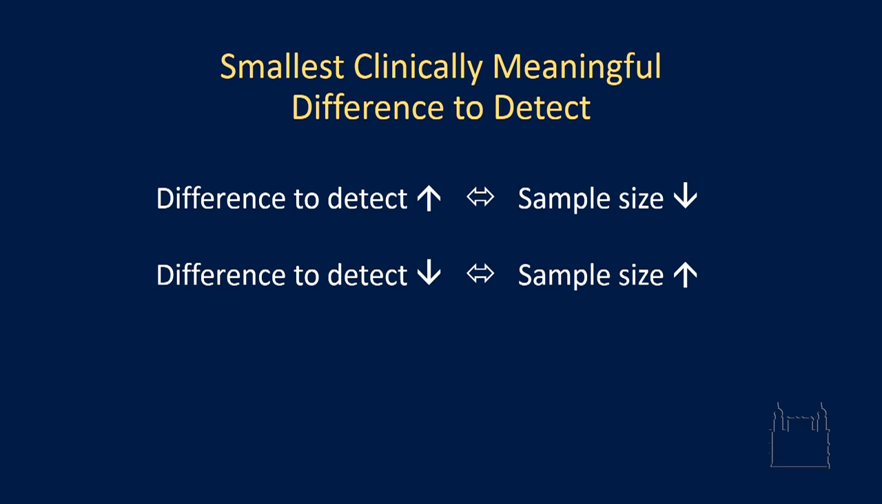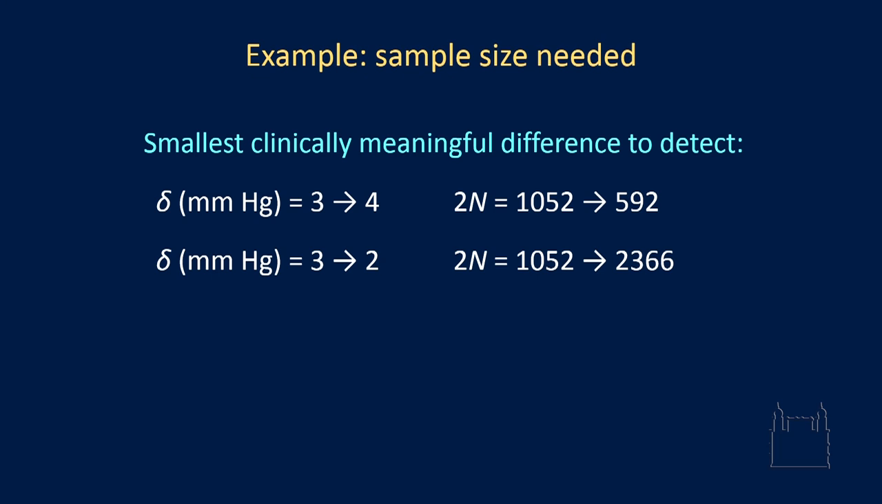And if you plug in those numbers, if the difference to detect went from 3 to 4, the sample size will go from 1,052 to 592. If the delta, the difference to detect, went from 3 to 2, now you're going down, the sample size will go from 1,052 to 2,366. So it's important stuff. And again, do you understand what this is? It's all a matter of this. You say, I don't have money to enroll 2,366. Statistician, do something.